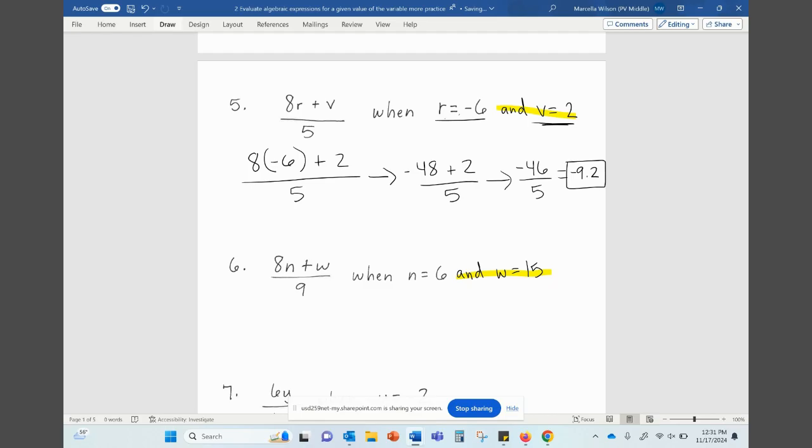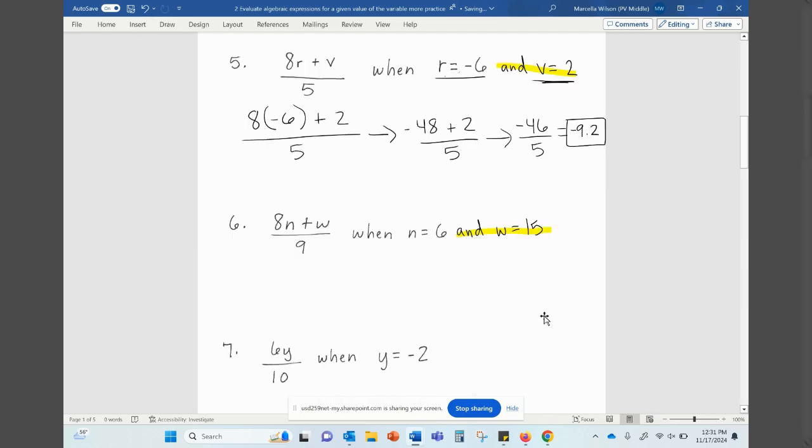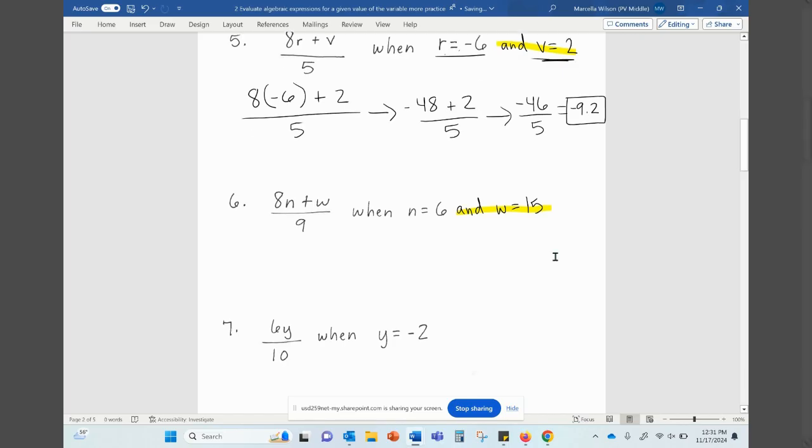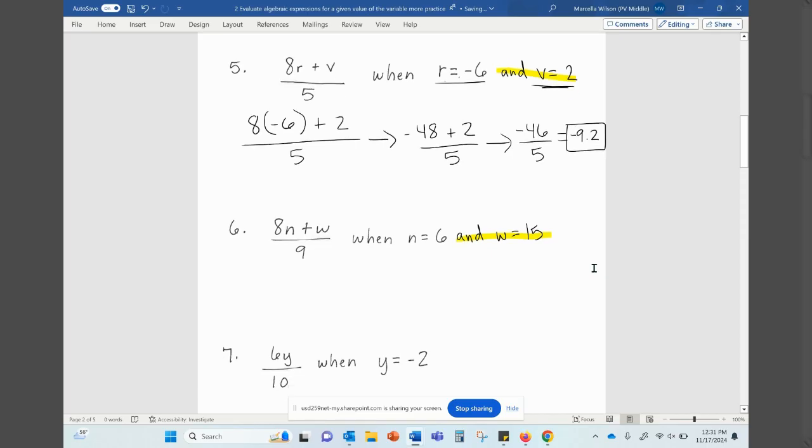All right, so 6 looks a whole heck of a lot like 5. So see if you could do 6 on your own. Again, I forgot to include the w, so you have to write what w equals. So 8n plus w divided by 9 when n equals -6 and w equals 15. So the highlighted bits are not on your worksheet. You have to add those on.